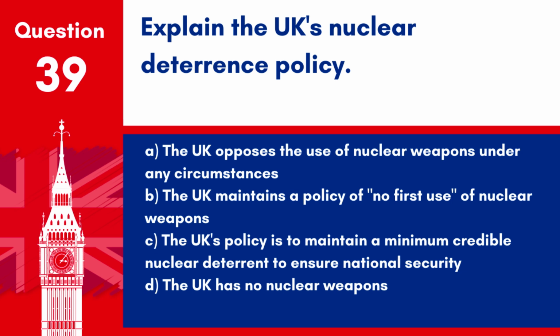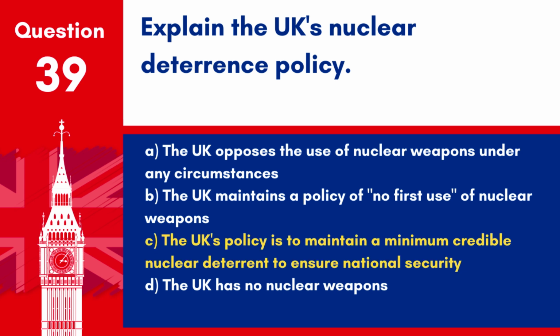Question 39. Explain the UK's nuclear deterrence policy. A. The UK opposes the use of nuclear weapons under any circumstances. B. The UK maintains a policy of no first use of nuclear weapons. C. The UK's policy is to maintain a minimum credible nuclear deterrent to ensure national security. D. The UK has no nuclear weapons.